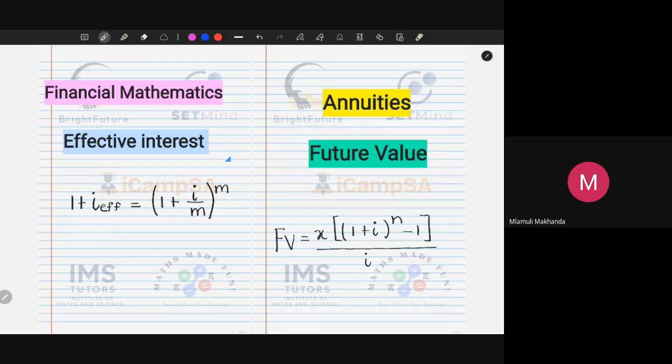Anyway, good evening all, and welcome once again to another lesson. So in today's lesson, we are going to be looking at financial mathematics, but the specific topics that we want to look at are effective interest rate, or effective interest. We also want to look at, under annuities, future value.